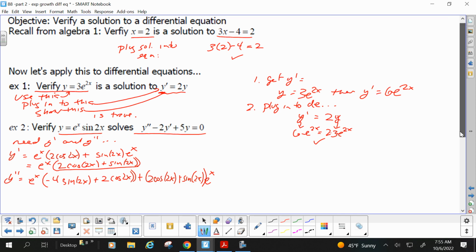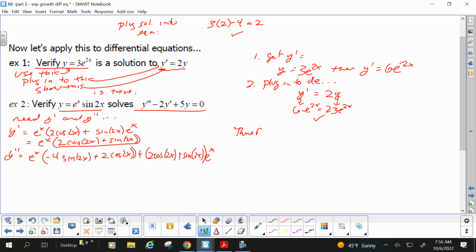Now based on that, I can see that if I take y double prime minus 2y prime plus 5y and say that's supposed to equal 0, then in place of y double prime, I could say something like e to the x times negative 4 sine of 2x plus 2 cosine of 2x, all of that plus 2 cosine of 2x plus sine of 2x, all of that times e to the x. That's y double prime.